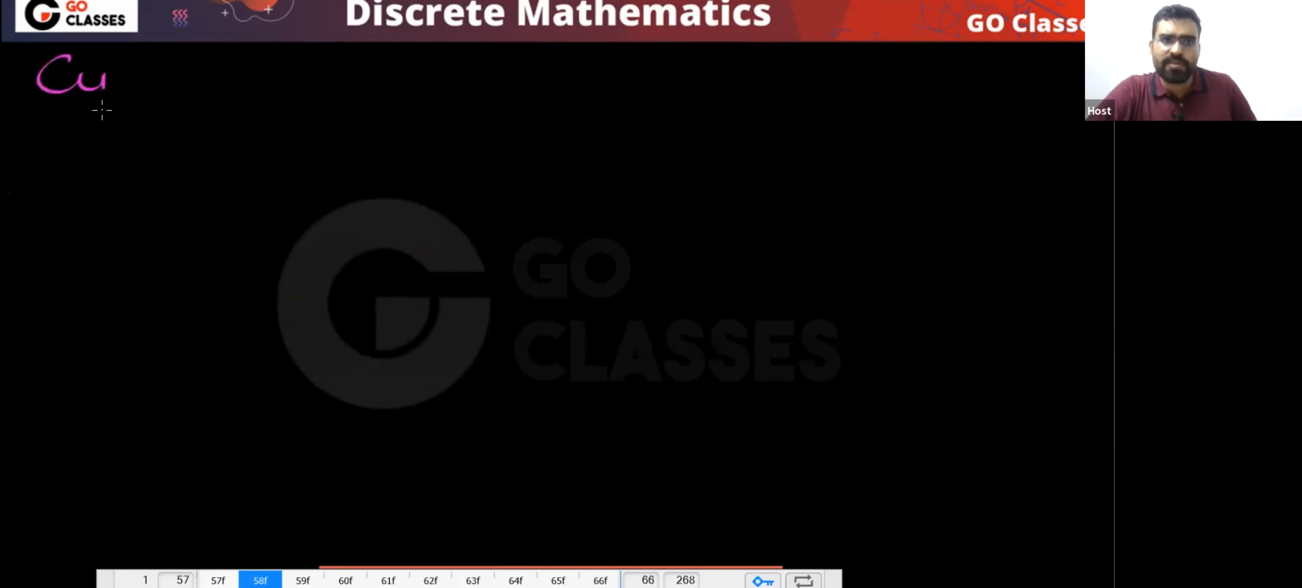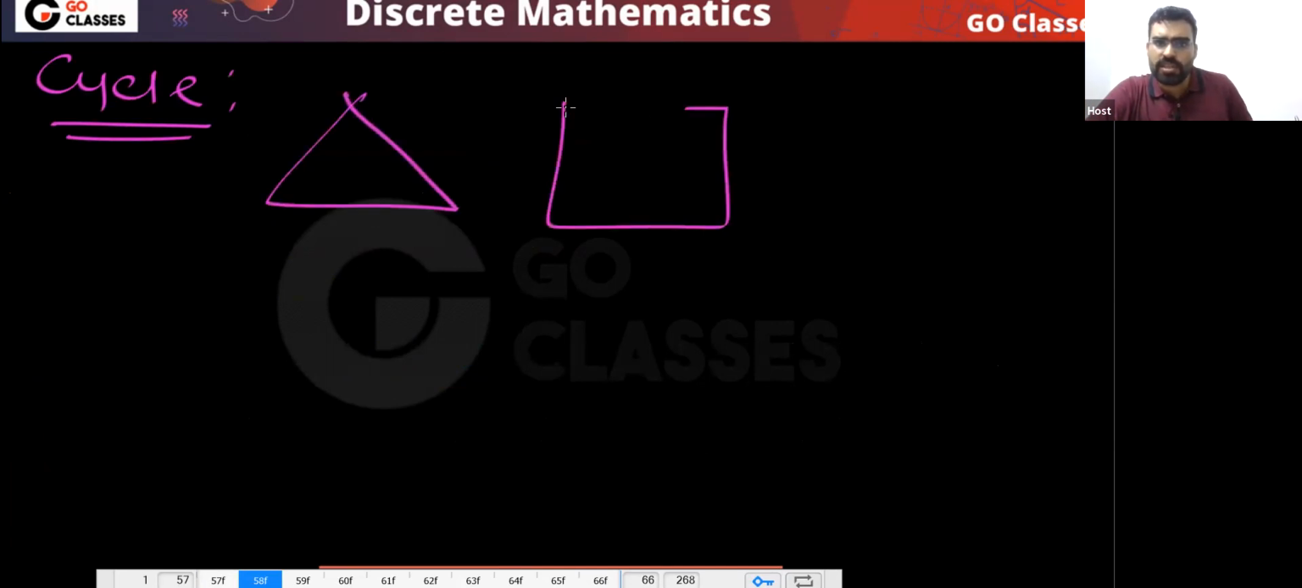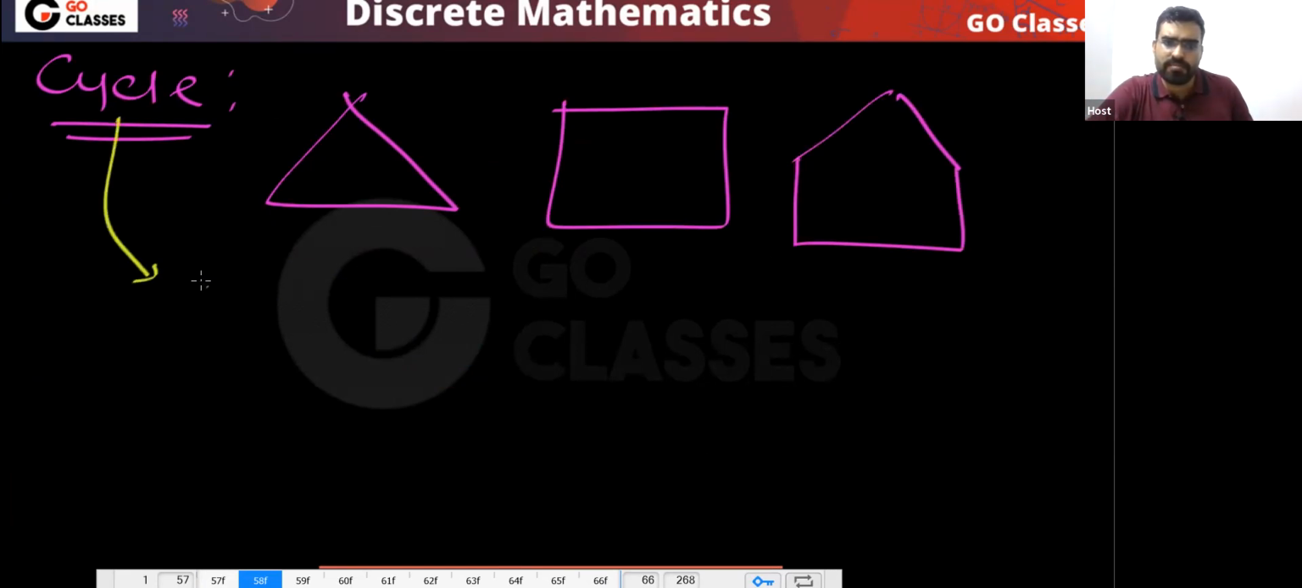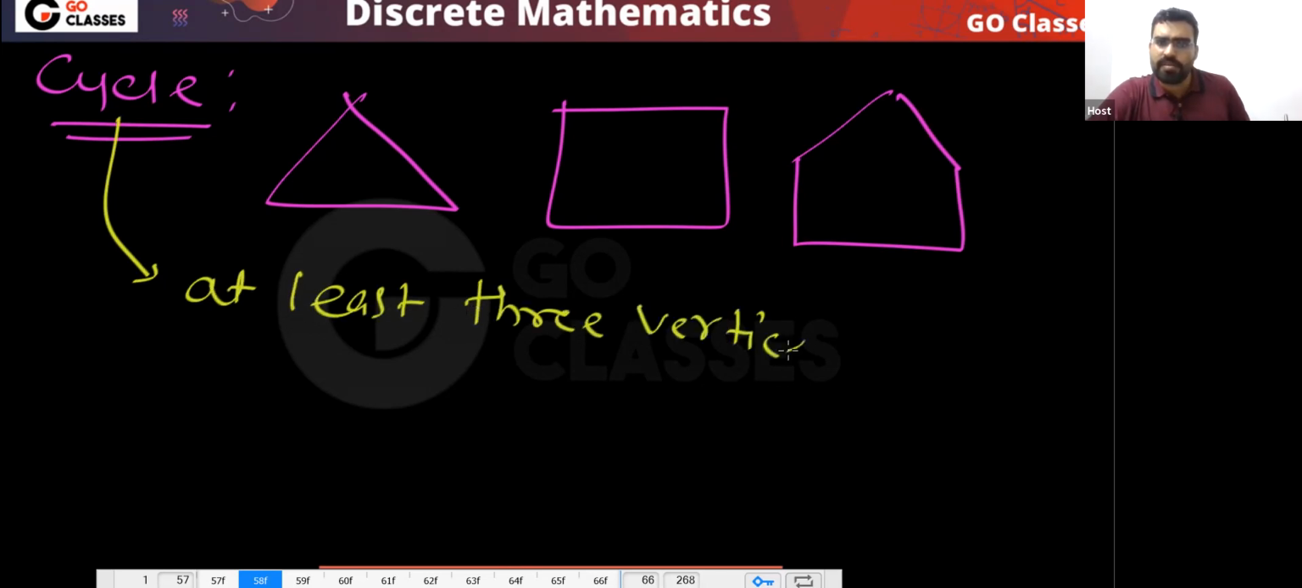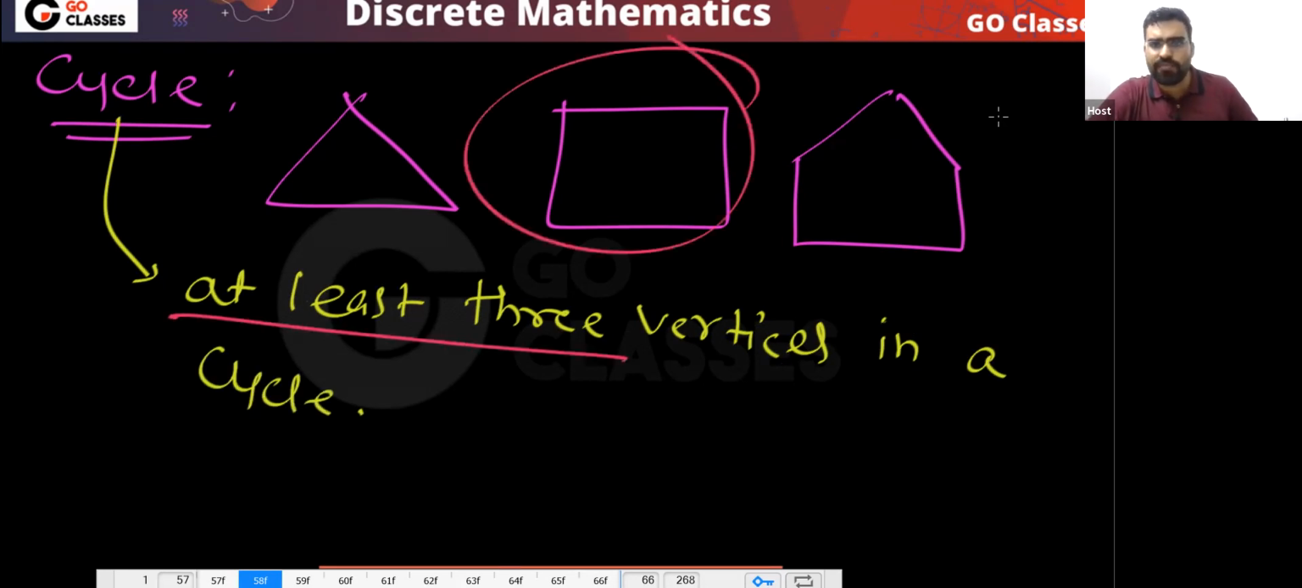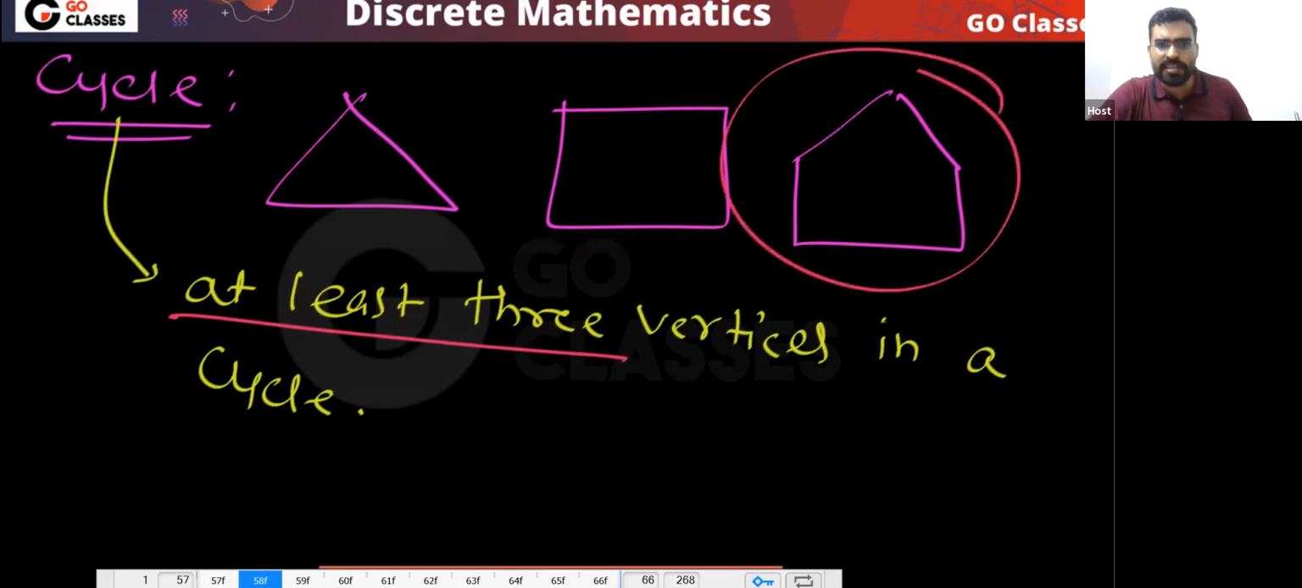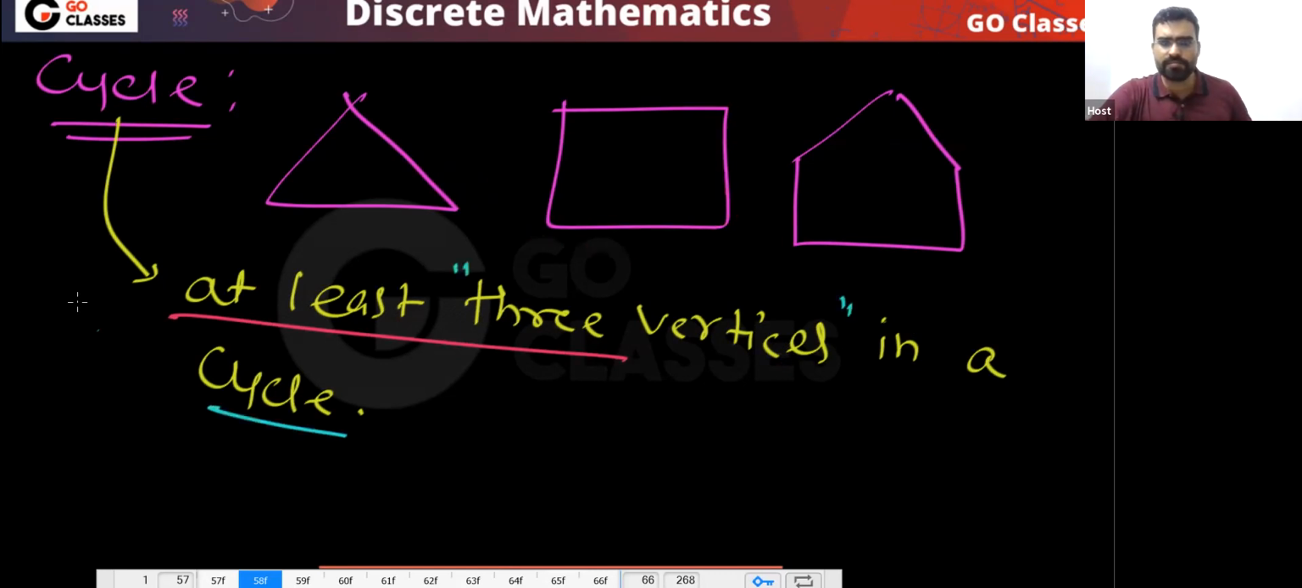And I told you that whenever I say cycle, cycle always means either this or this or this. Whenever I say cycle, it must have at least three vertices in a cycle. At least three. So you can have four vertices also, you can have five vertices also, but you must have at least three vertices in a cycle. So this is the definition of a cyclic graph.